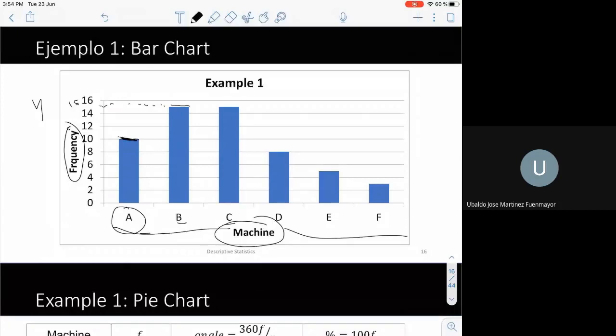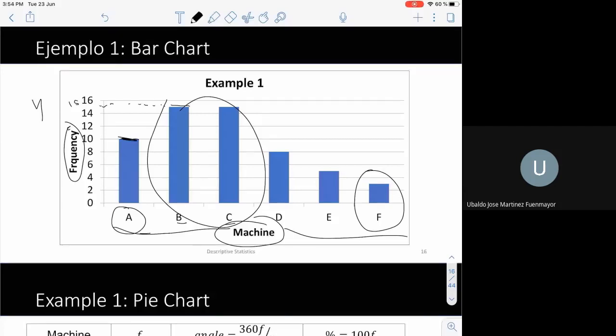Again, it's just a different way to visualize your data. It will give you the same information as the frequency table, but maybe it's faster to spot which is the machine with the highest usage and which is the machine with the lowest usage. So just by looking at this plot quickly, you know that machine F has the lowest usage, while machines B and C both have the highest usage.